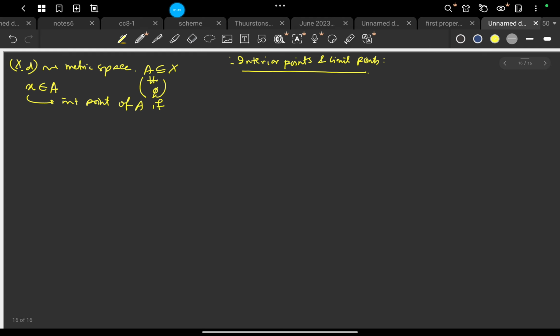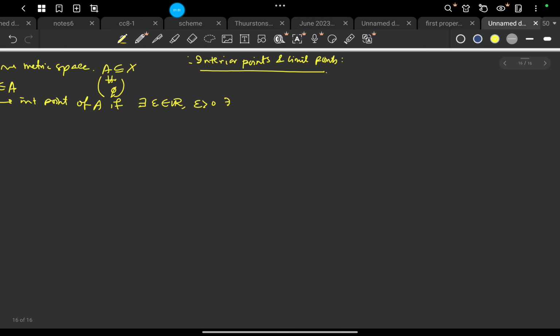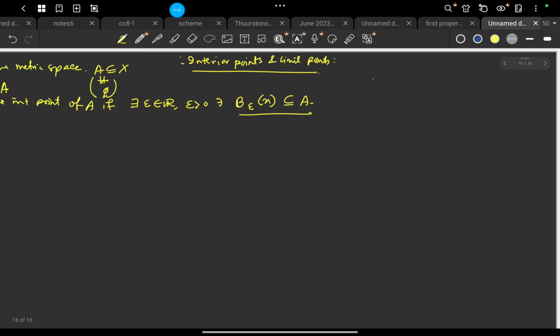of A if there exists epsilon belongs to the real numbers, larger than 0, such that B epsilon of x is exactly inside capital A. So that means if you consider this is my A, and a particular point you choose, of course you will get a certain neighborhood such that this particular ball with radius, let's say epsilon, centered at x, is completely inside capital A, okay?